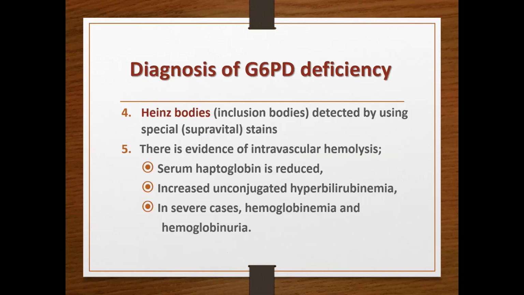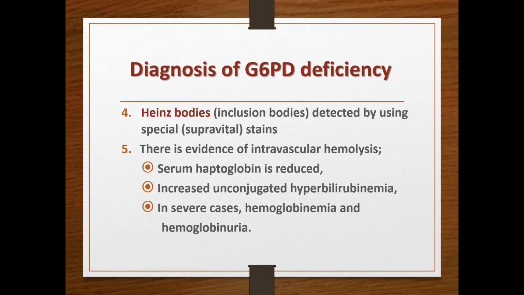Heinz bodies are inclusion bodies seen in the RBC composed of denatured hemoglobin with stromal protein. They are detected by using special supravital stains. However, the Heinz bodies are present in the circulation only in the first few days following hemolysis. Then they will be removed rapidly by the spleen.